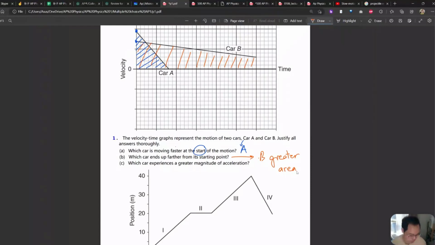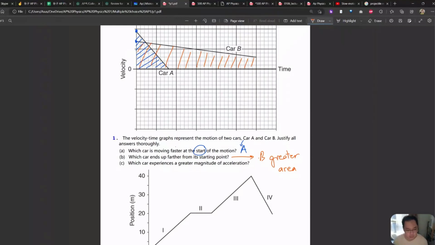So if you want to show a specific answer to make sure that you get the maximum mark when doing the test, you can explain it: the area under the graph of car B is greater than that of car A. Yes. The area under the graph of velocity versus time is the distance that the object travels.